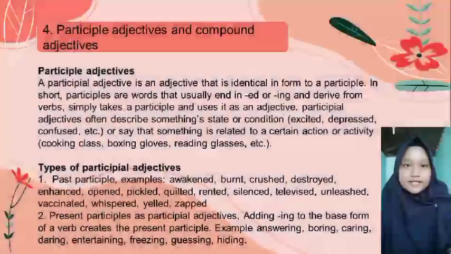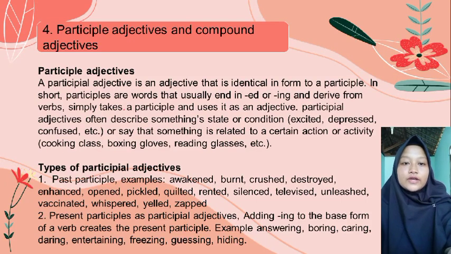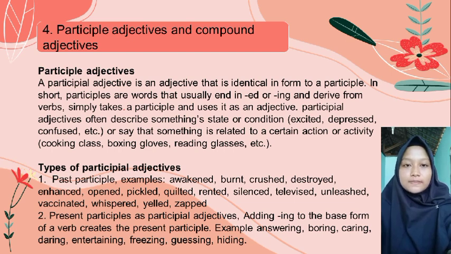Yes. The next is about participle adjective and compound adjective. A participle adjective is an adjective that is identical in form to a participle. In short, participles are words that usually end in -ed or -ing and derive from verbs. Participle adjectives often describe something, a state, or a condition, like exciting, depressed, confused, or say that something is related to a certain action or activity, like cooking class, boxing gloves, reading class.